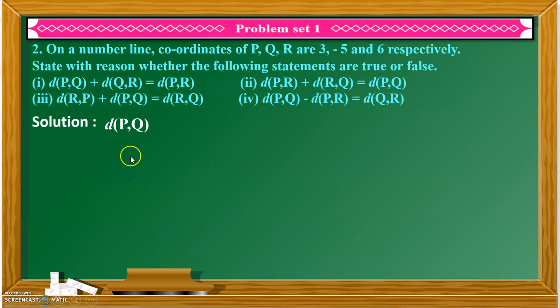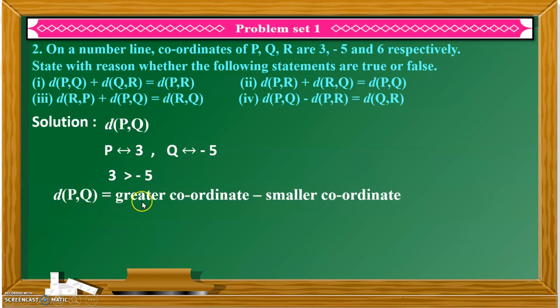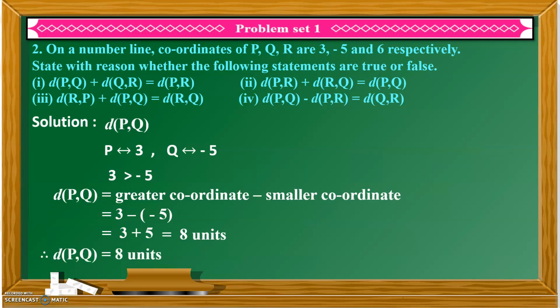In the solution, we will first find distance PQ. We know the coordinate of P is 3 and the coordinate of Q is -5. So 3 is greater than -5. We know that distance is the greater coordinate minus the smaller coordinate, which is equal to 3 minus (-5), which is equal to 3 plus 5, equal to 8 units. Therefore distance PQ is equal to 8 units.